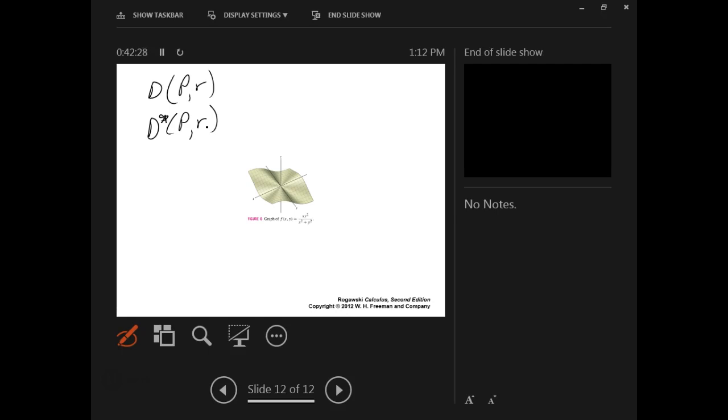This is 14.2, which is going to be on the next page or two. 14.2. D star at P consists of all points on D of P, R other than P itself. And funny, in the back of the book they use lowercase p, here they use capital P. Doesn't really matter. Okay, number 2.